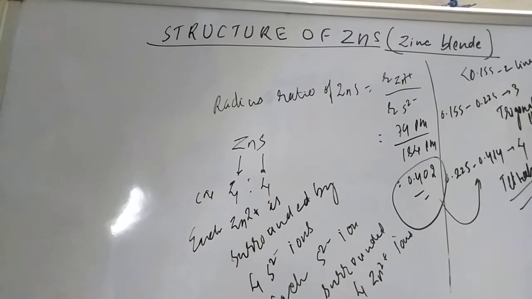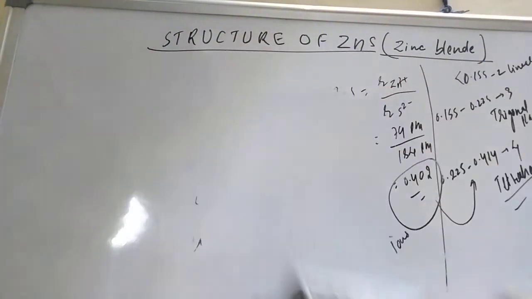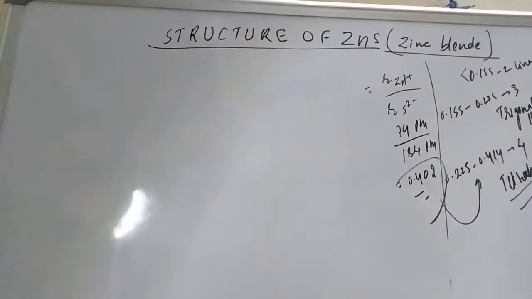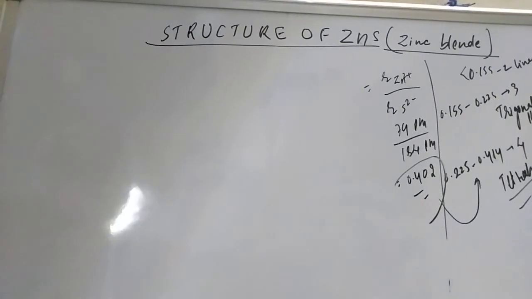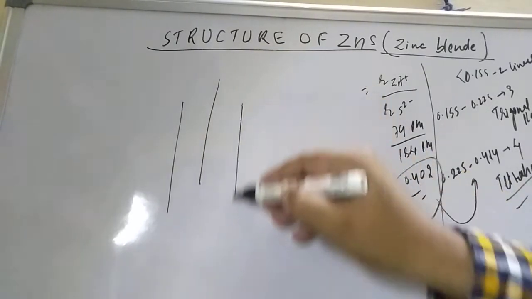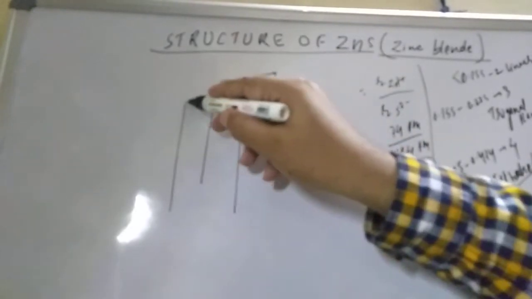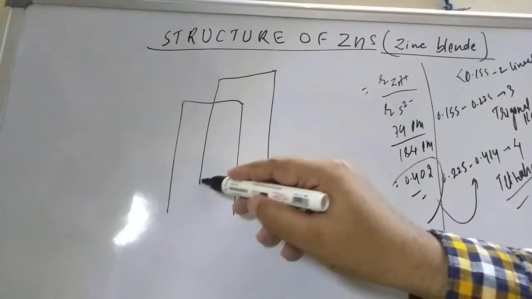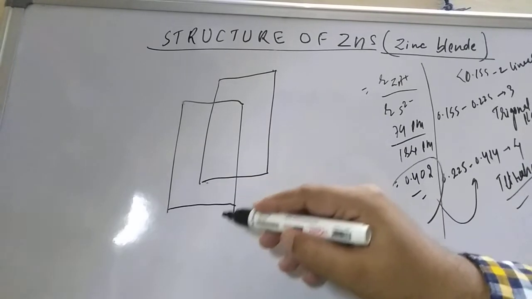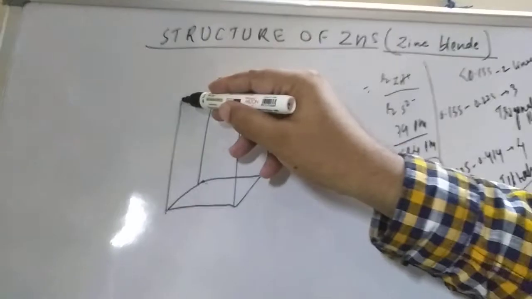So this is all about the structure of ZnS. If you want to understand this diagrammatically, you can explain these things in diagram form also. Let us see how we can represent it. I am trying to explain this on the basis of a diagram. Suppose you are drawing one unit cell. This is the unit cell, corner to corner.